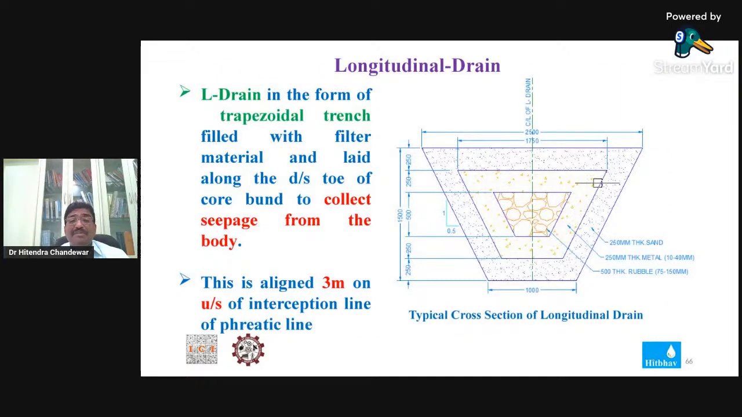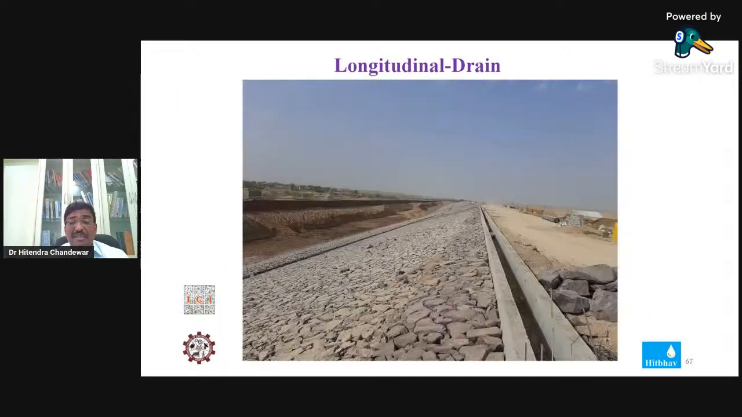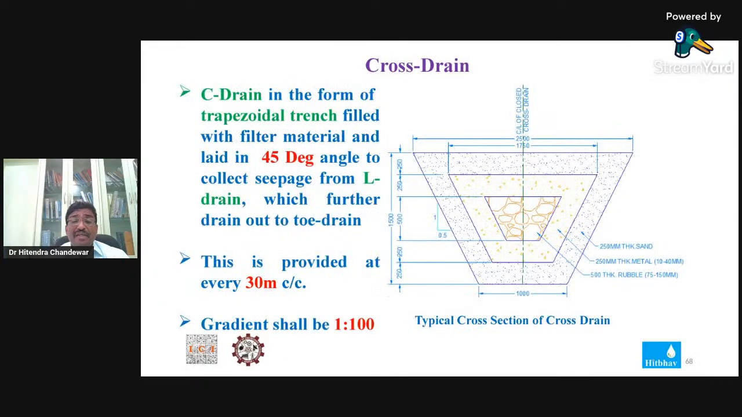This is the typical cross section of longitudinal drains. It is in the book, and you will also find it in the irrigation book and in the course. Then this is a catch water drain provided at the top of the bund on the roadside, and it is discharged to the shoot drains. Then this is the crossing of cross drains.